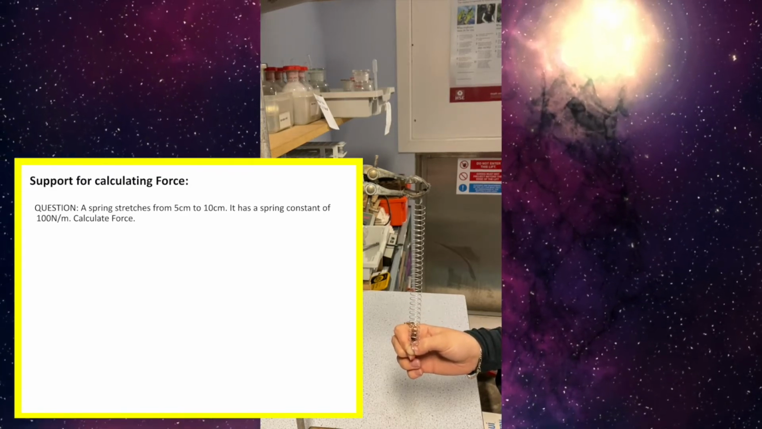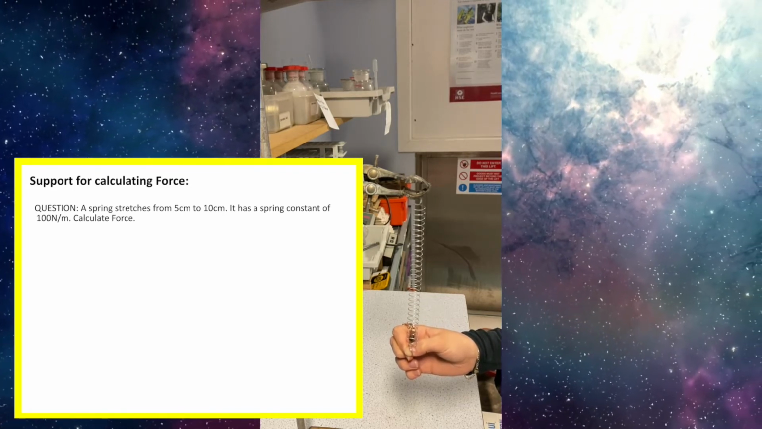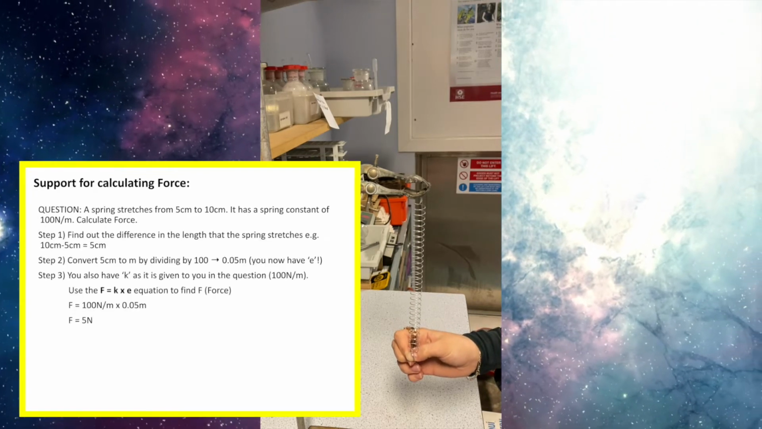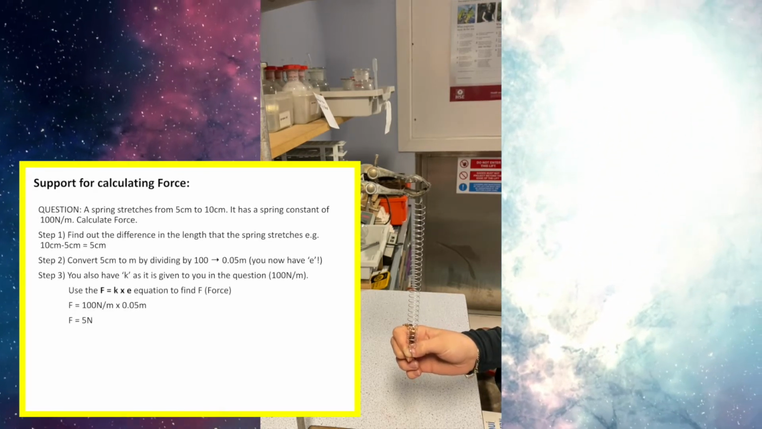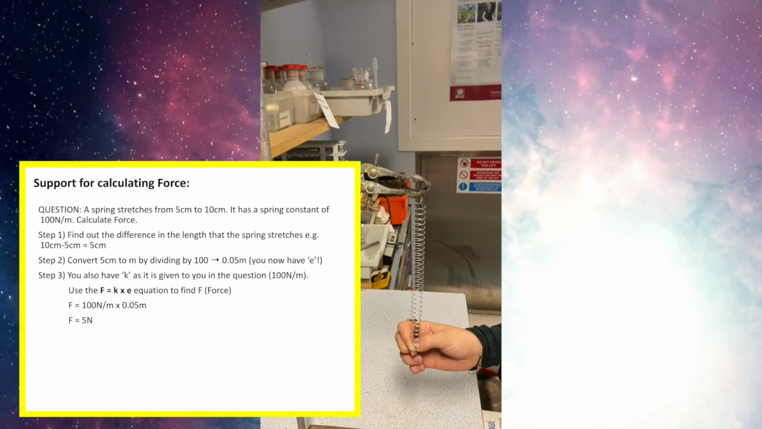Next, we have to plug in our value. So we've been given in our equation that the spring constant is 100 newtons per meter. Let's calculate the force together. 100 newtons per meter times 0.05 meters gives us a total force of 5 newtons.